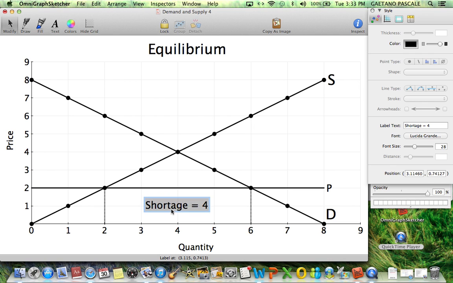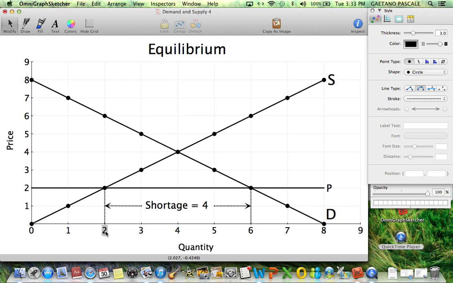So we have a shortage, and it equals 4. And let me actually just draw in a couple of arrows here to hopefully make this clear. So when the price is equal to 2, the quantity demanded is equal to 6, the quantity supplied is equal to 2. The quantity demanded exceeds the quantity supplied by 4, and we have a shortage of 4 units because of that. What do you think is going to happen in this marketplace when there's a shortage equal to 4?